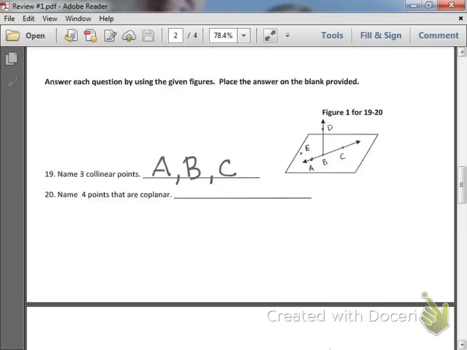Alright, name 4 coplanar points. So 4 points on the same plane. E, A, B, and C. Good. Pretty much all the points except D, because D is not on this plane. So the 4 coplanar points are A, B, C, E.